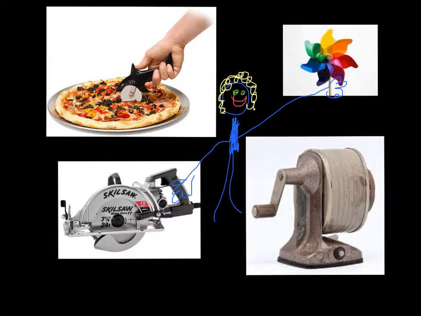There are wheels and axles that might not be as obvious, however, such as those on a pizza cutter, a pinwheel, a skill saw, and even a pencil sharpener. What do you think the wheel is on the pencil sharpener? What do you think the axle is? Yes, the wheel is the handle, and the axle is the shaft that it turns on.